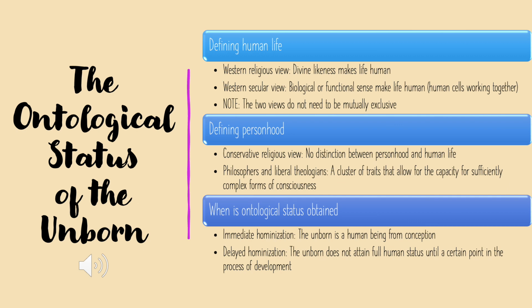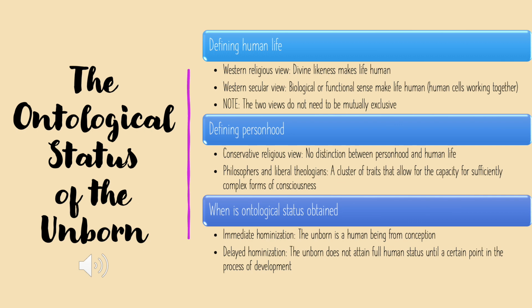According to the Western religious view, the idea is that divine likeness is what makes life human. So in other words, it's this likeness to God, this being made in the image of God that makes us human. That's what separates us from the animals. And that's how some people choose to define what is human. The Western secular view, as opposed to focusing on God, focuses on the biological or functional sense of what makes a life human. So this is really looking at the specific human cells working together to create this larger being and the DNA that makes us distinct as humans.